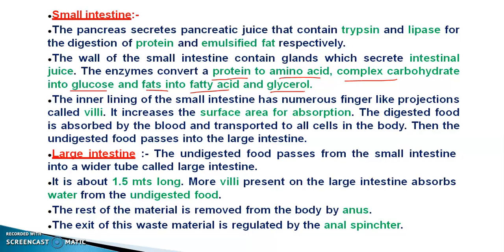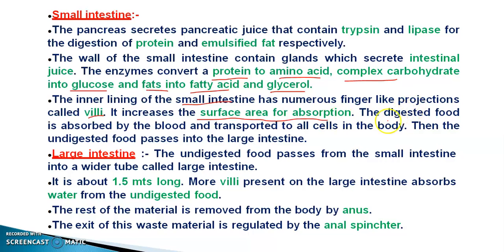Means all the nutrients having a complex structure, protein, carbohydrate and fat, finally break down into the simpler form, right? So why is it happening? Because of the maximum absorption of the nutrients present in the food material. Now the inner lining of the small intestine has various finger-like projections, known as villi. Now what is the role of these villi? The villi increase the surface area for absorption, right?